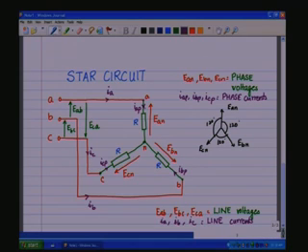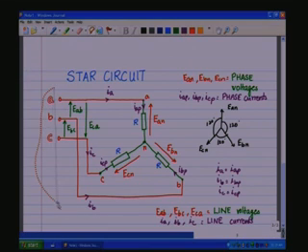In the case of a star circuit, the phase current and the line current are the same, and therefore, IA is equal to IAP, IB is equal to IBP, IC is equal to ICP. The phase and the line currents are the same. So, now let us bring about a relationship between these various voltages and currents.